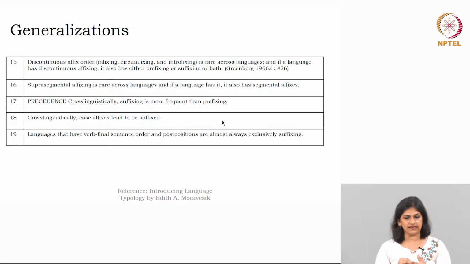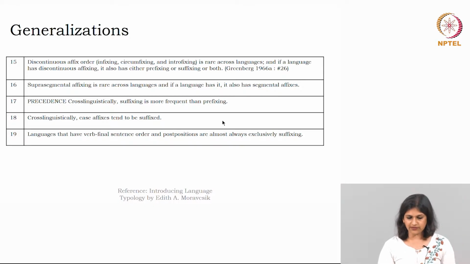We had infixes, circumfixes and interfixes. So, what does this generalization say? These interlocking ones are not very common in the world's languages, they are generally rare. Considering they are rare, it says if a language has these discontinuous ones, it must also have continuous ones like prefixing or suffixing or both, right. I hope I made it clear.